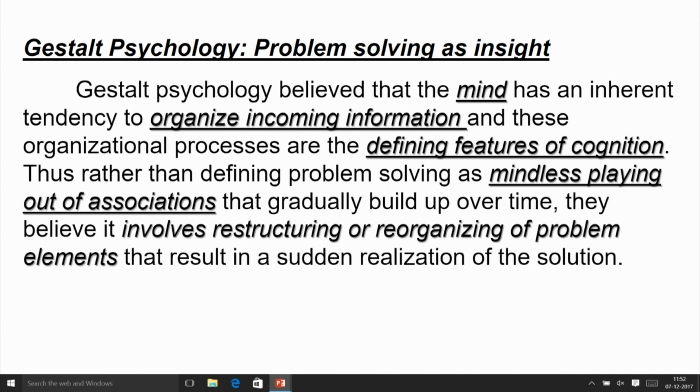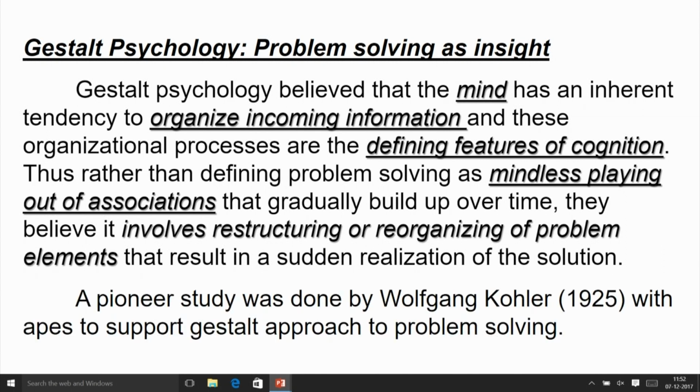Now, defining features of cognition. Rather than defining problem solution as a mindless playing out of associations that gradually build up over time, they believe that it involves restructuring or reorganizing the problem. So, they believe that the solution to a problem does not come from trying again and again, making mindless associations between the fact that at some point of time I will get rewarded, or some of my behavior will get rewarded. They said it is not the solution. The solution to a problem comes from the fact that when I look at a problem, I restructure it in a certain way, I rearrange the problem elements in a certain way, so that the answer comes to it. That is what a solution to a problem is all about.